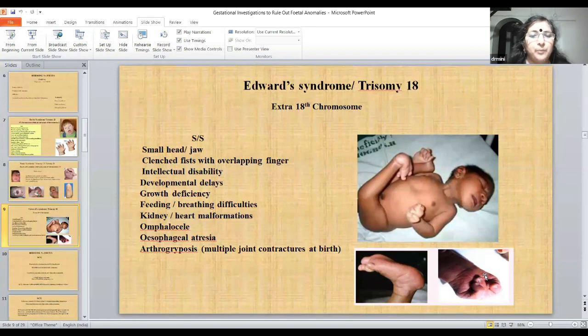And arthrogryposis. Arthrogryposis means joint flexions and extensions are reversed: extension instead of flexion, and flexion instead of extension. Our joints are meant for only some movements, but here the movements will be opposite. That is multiple joint contractures at birth. The joints will be like this. The first picture shows arthrogryposis. These will be the features of Edwards syndrome, or trisomy 18. This is also very rare. The omphalocele and esophageal atresia I shall mention later.